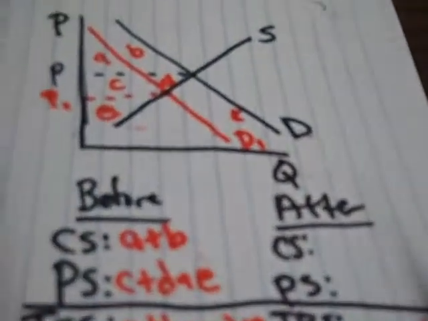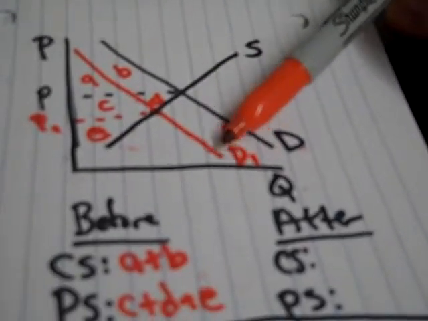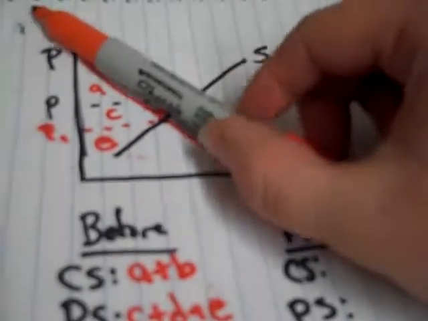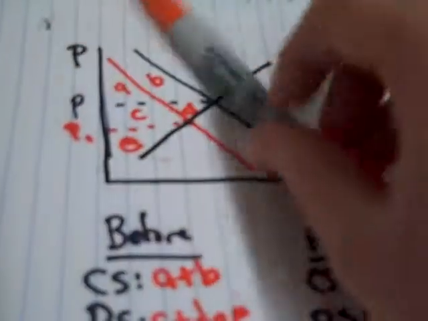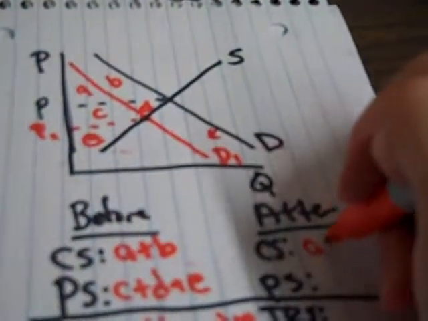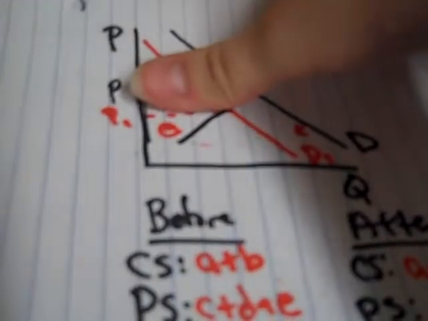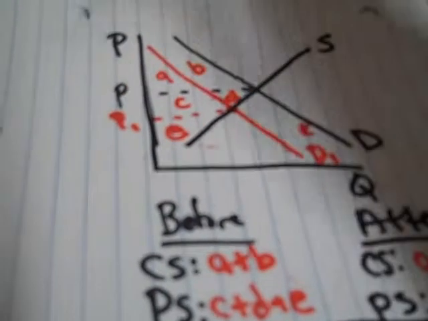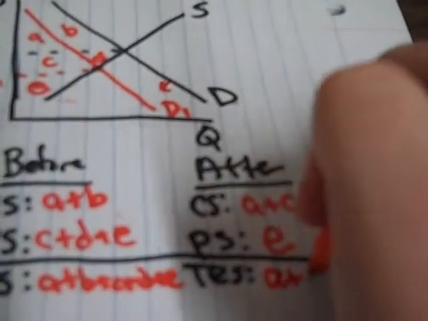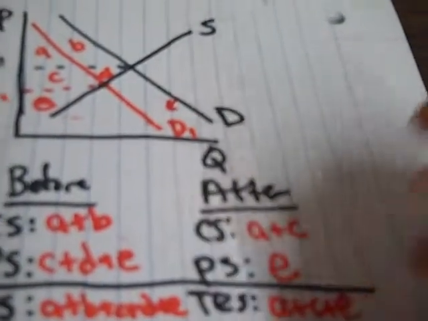we would have everything. And now we're going to look after, and so we need to look at our new demand curve. So we're going to look at our orange lines now. And so if we looked above our price line and to the left of our orange demand curve, we would have areas A and C. And if we look below our price line and to the left of the supply curve, we would have area E for producer surplus. So we have A, C, and E.